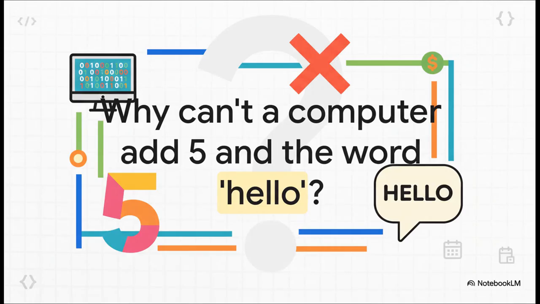So to get our brains warmed up, let me ask you a question. Why can't a computer add the number 5 and the word hello? To us, the answer is just obvious, right? But for a machine, it's a massive problem. And the reason why? Well, it gets to the very heart of how computers actually think.